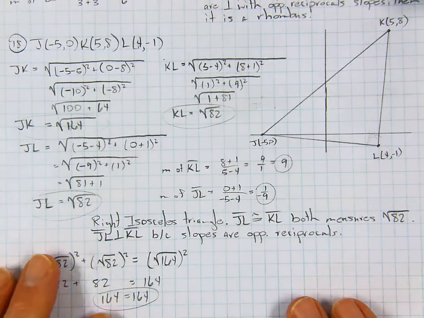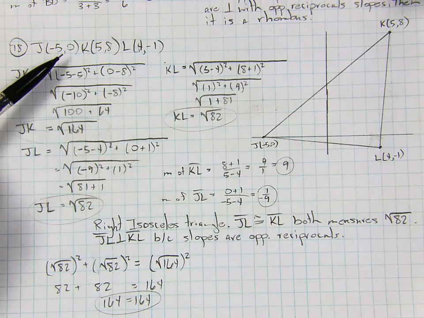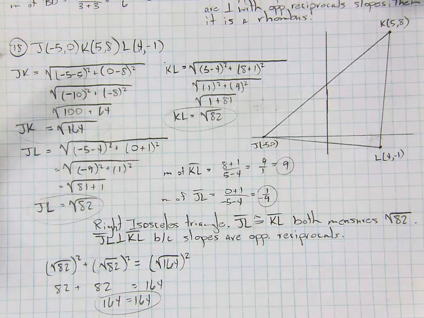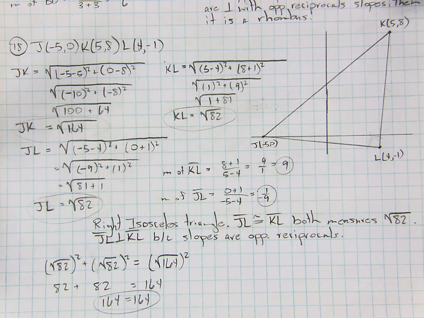Number 18, they gave you three vertices of a triangle. All right, these were the three vertices they gave us, J, K, and L. They said graph them, so I graphed them. You don't actually have to graph them to find out what kind of triangle it is. All you got to do is find the lengths of all three sides given the points. Like for JK, we use J and K and the distance formula. When I plug that in the distance formula, remember it's x minus x squared plus y minus y squared. All right, when you plug it in there, I got the square root of 164 when I simplified it.